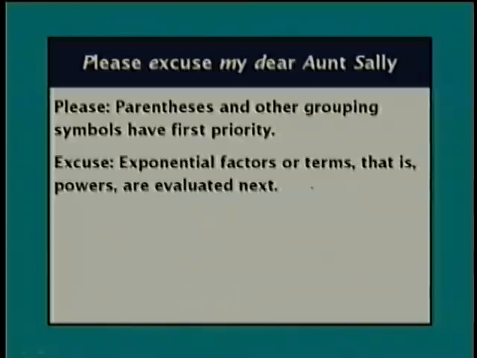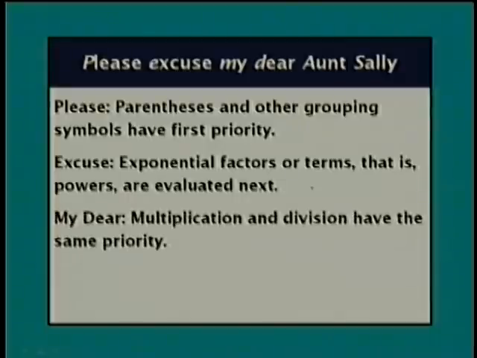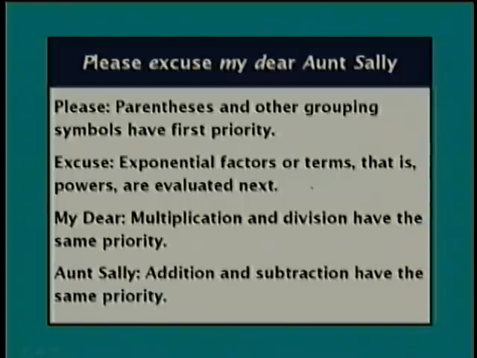Then we move on to excuse. The E in excuse is to remind us about exponential factors, or terms, that is powers, which are evaluated next in the order of operations. The next words come in pairs. My dear come together because multiplication and division have the same priority in the order of operations. The M in my for multiplication and the D in dear for division. And then our last pair, Aunt Sally. The A in Aunt is to remind us about addition, and the S in Sally is to remind us about subtraction. Addition and subtraction have the same priority in the order of operations, and they come last.